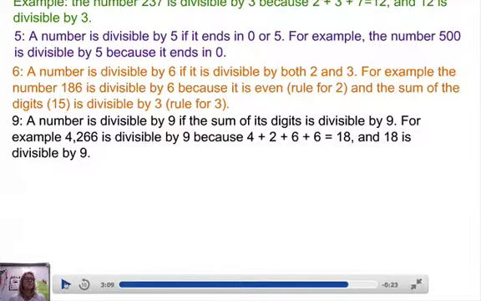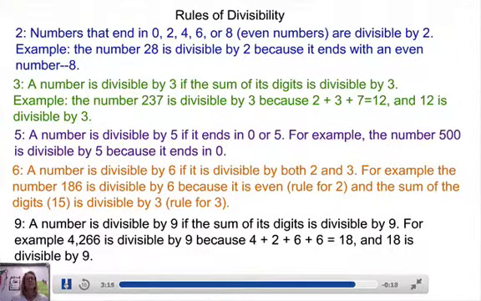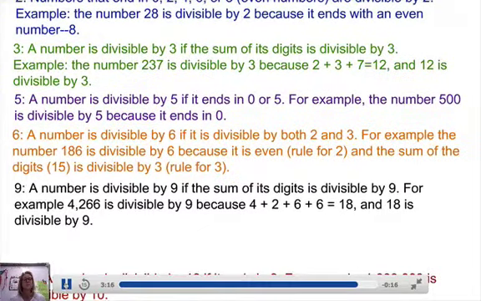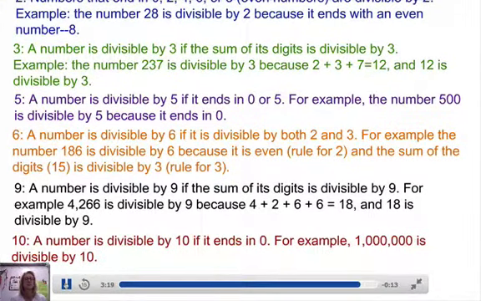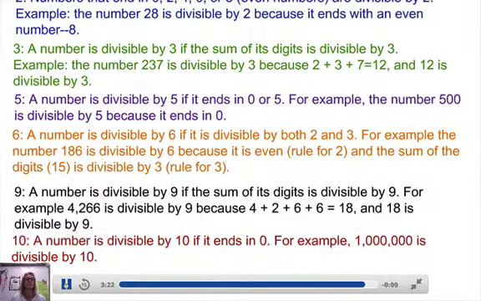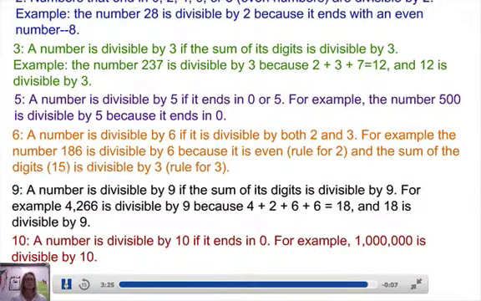And then the last one is probably the easiest one, and that is 10. The rule for that is we know a number is divisible by 10 if the number ends in 0. So any number that ends in 0, you know automatically is divisible by 10. So these are the rules of divisibility. They're here for you to go back and refer to them.